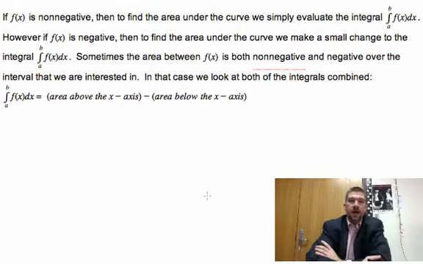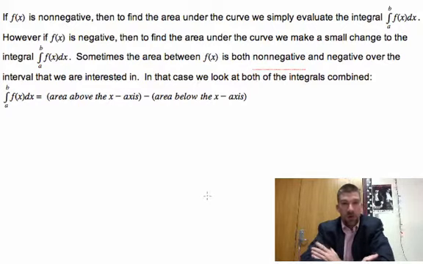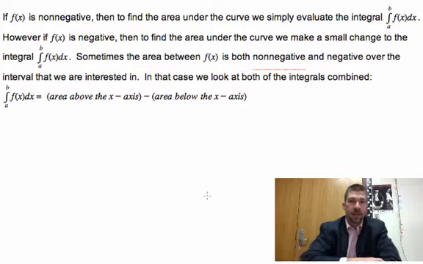All right, so this slide kind of sums up what we were just talking about between the two pieces of positive and negative areas under the curve. So if f of x is non-negative, in other words, all of its graph is above the x-axis, then to find the area under the curve, we just evaluate the integral.